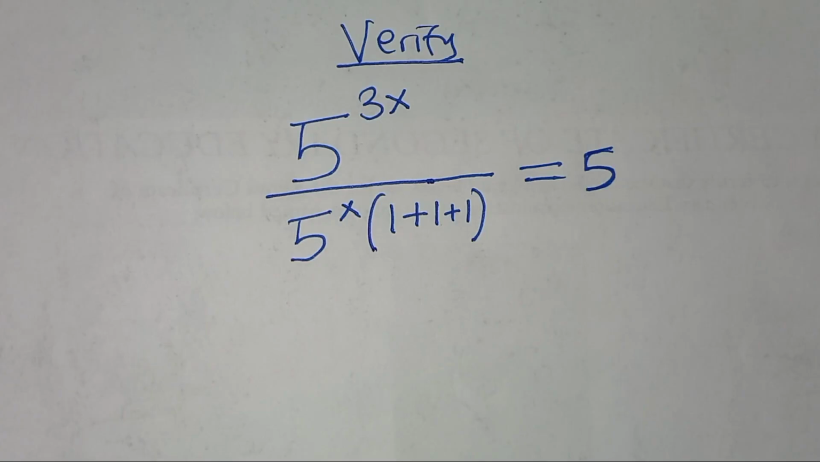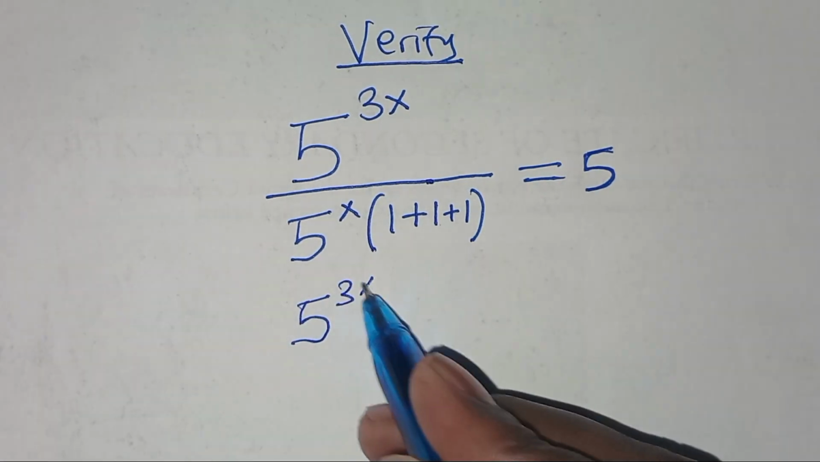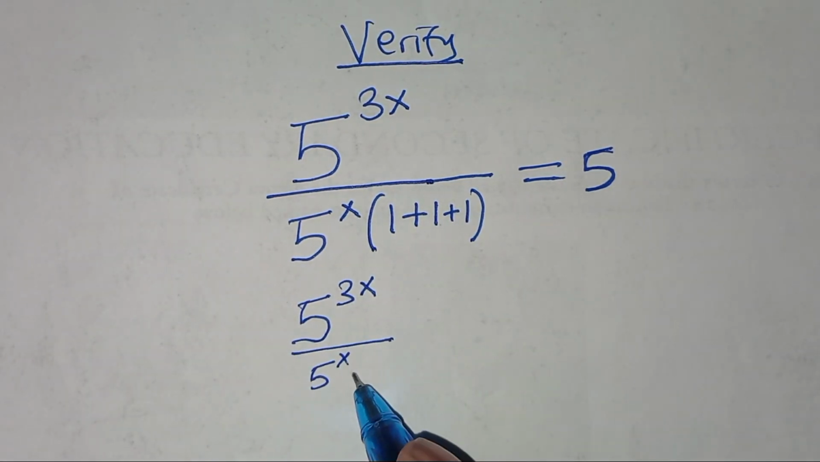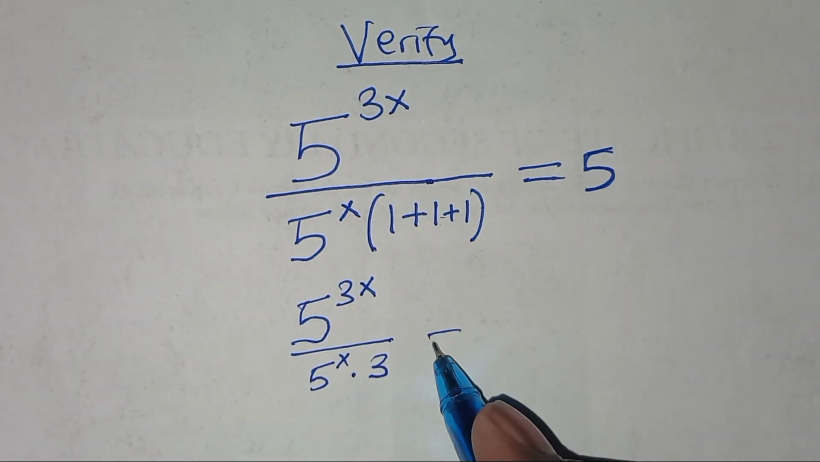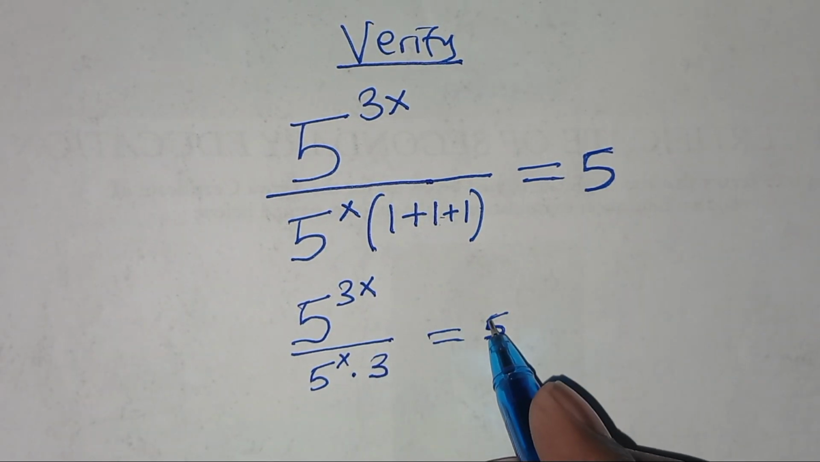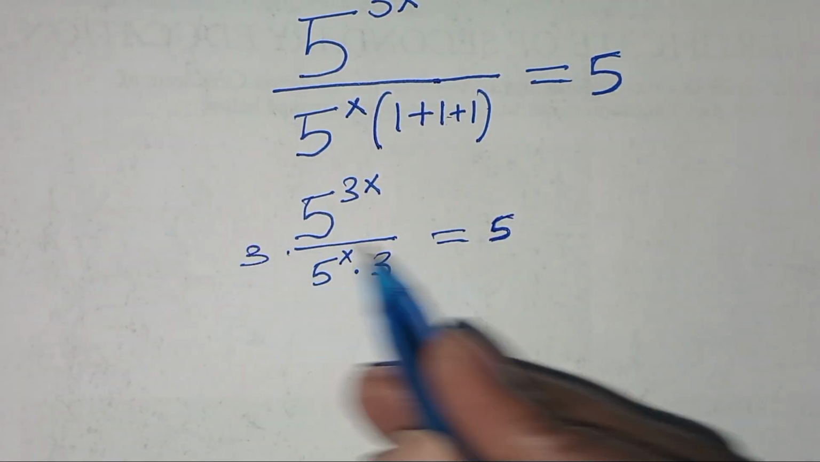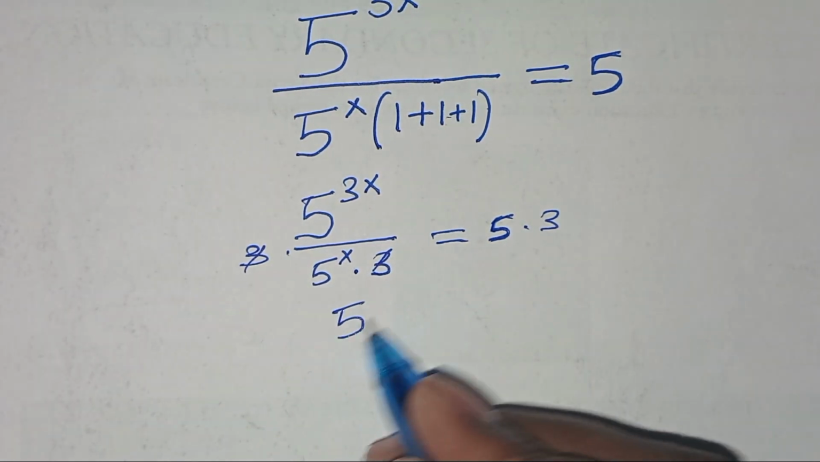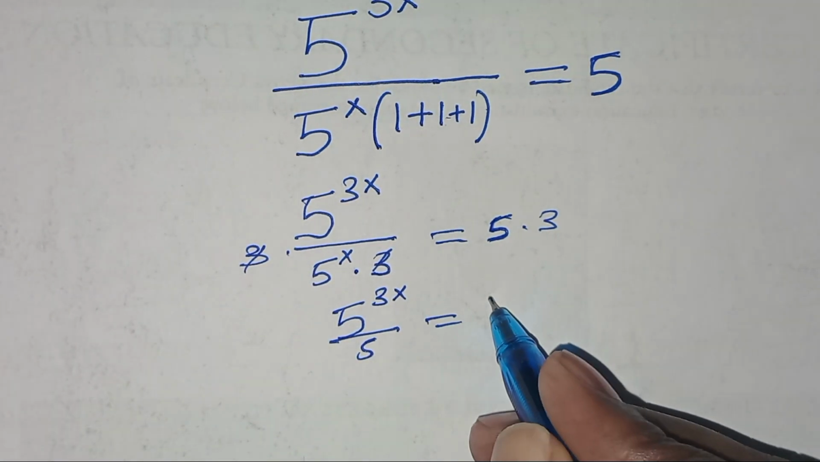So let's proceed. Now here we have 5 to the power 3x divided by 5 to the power x multiplied by 1 plus 1 plus 1, which is equal to 3. And this is supposed to give us a value of 5. So now we multiply both sides here by 3, and therefore we find that 5 to the power 3x divided by 5 to the power x is equal to 15.